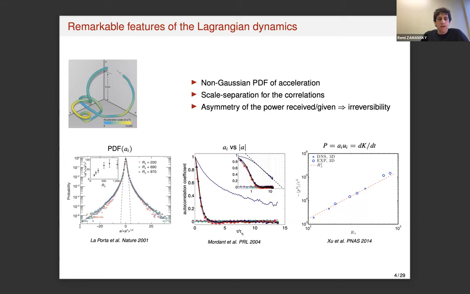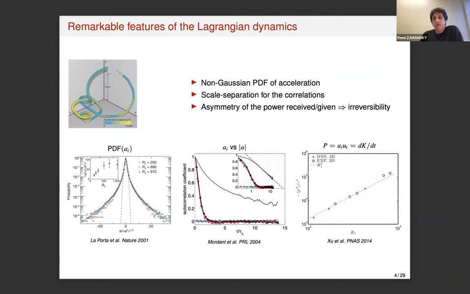What does that mean? If you plot the probability density function of the acceleration, you can see that it develops very stretched tails that depart significantly from the Gaussian distribution. It means that fluid particles will experience very strong accelerations in a turbulent flow. For example, a little mosquito in a turbulent flow can experience 100 g, a very significant acceleration, much larger than the standard deviation.